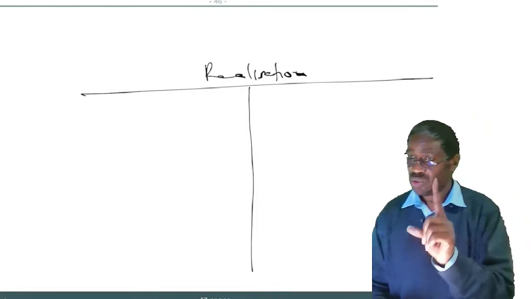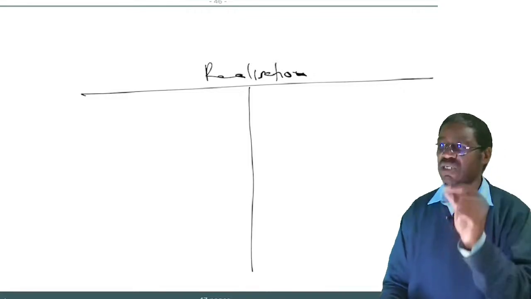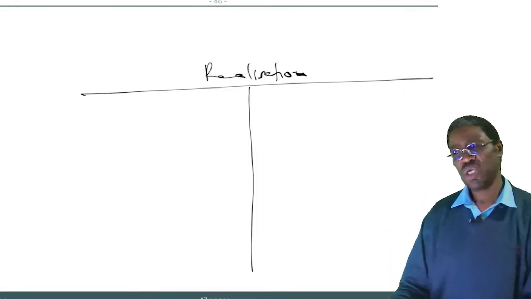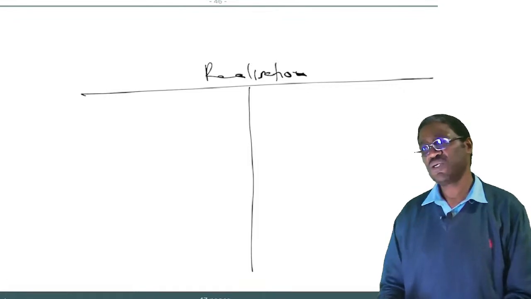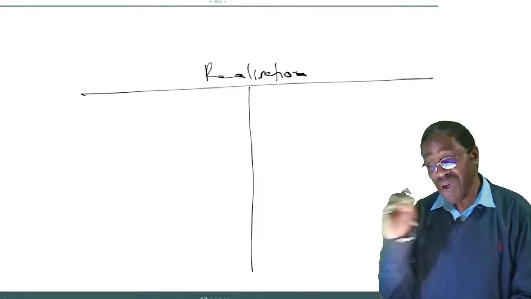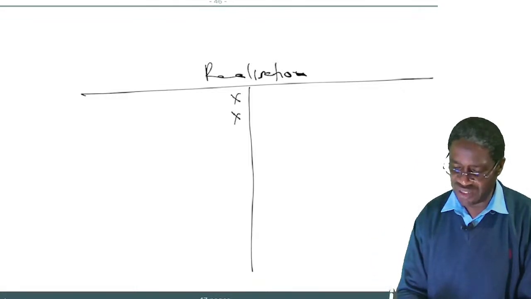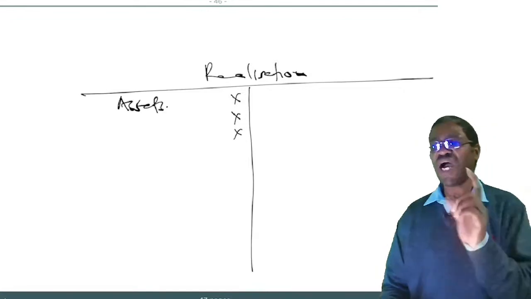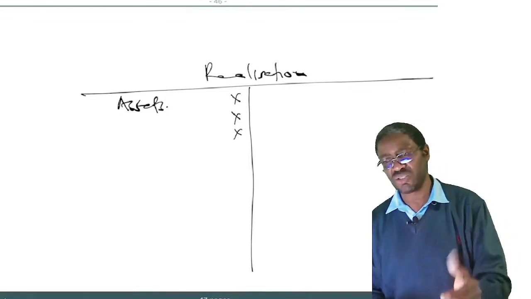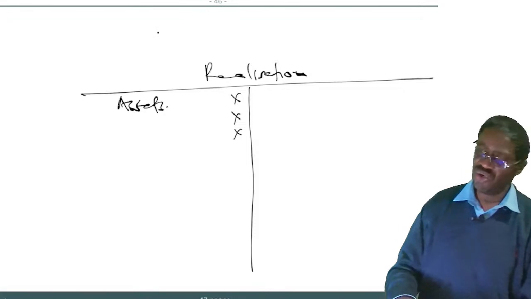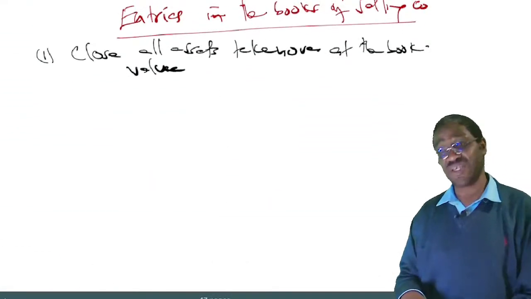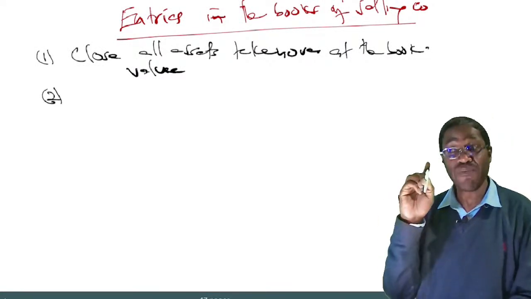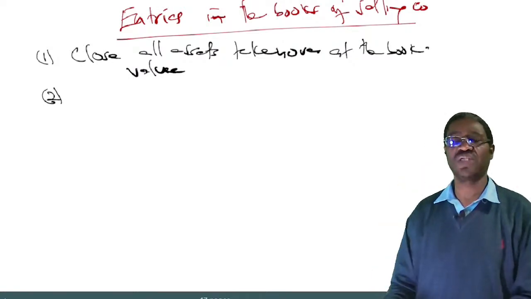So I've told you, close all assets taken over at their book values to this account called realization. We know assets are always a debit balance. So for you, company A, to close them, you must credit the assets and you debit realization. So that's step number one. Close all assets taken over at their book values to the realization account. You credit the assets and you debit realization. The key point there is at their book values. That's the key word.